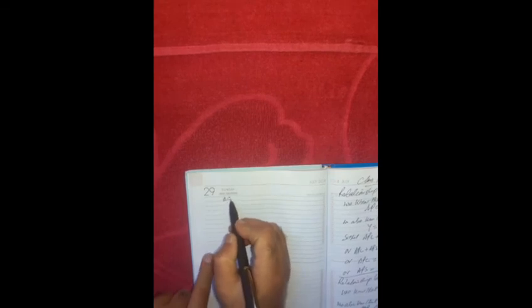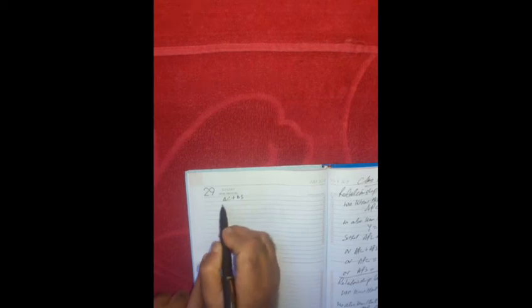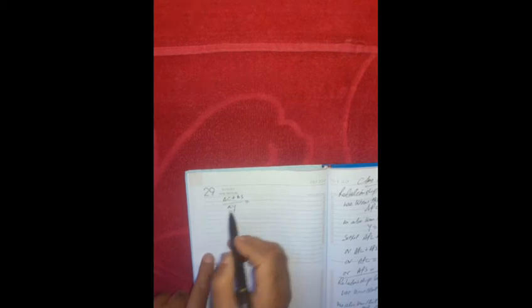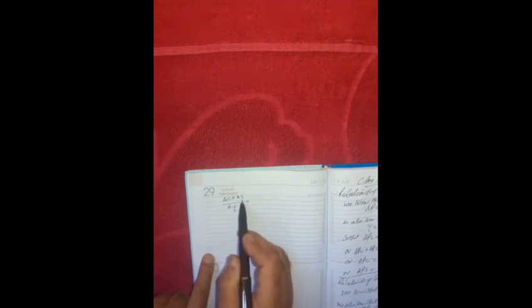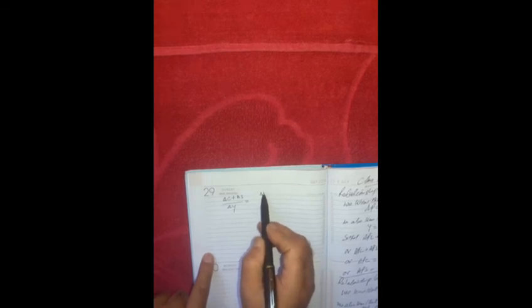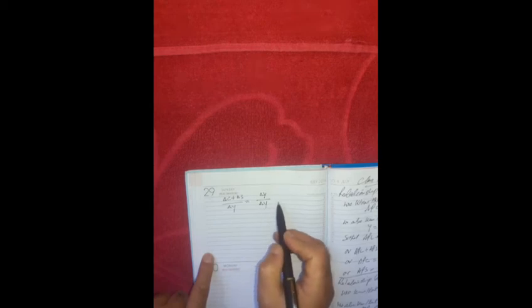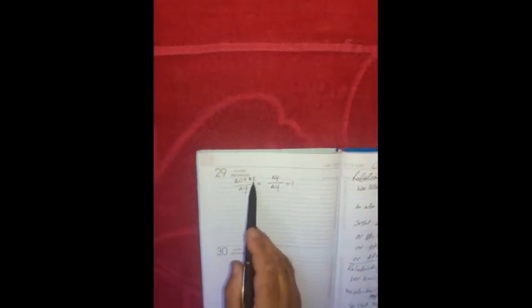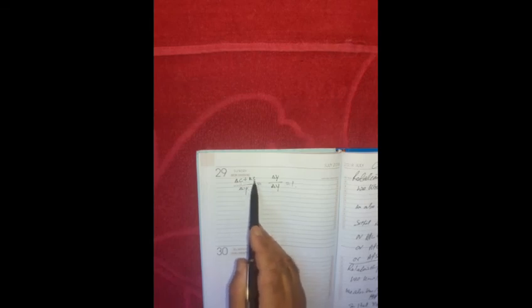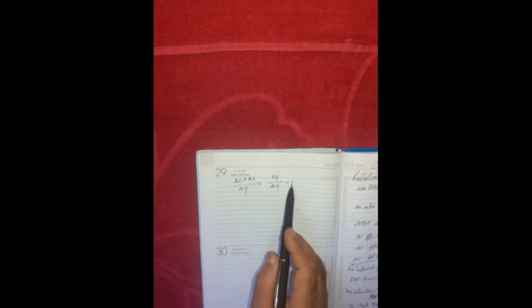Change in C plus change in S divided by change in Y is equal to change in Y divided by change in Y, which is equal to 1, because we have already told you that change in Y is equal to change in C plus change in S.